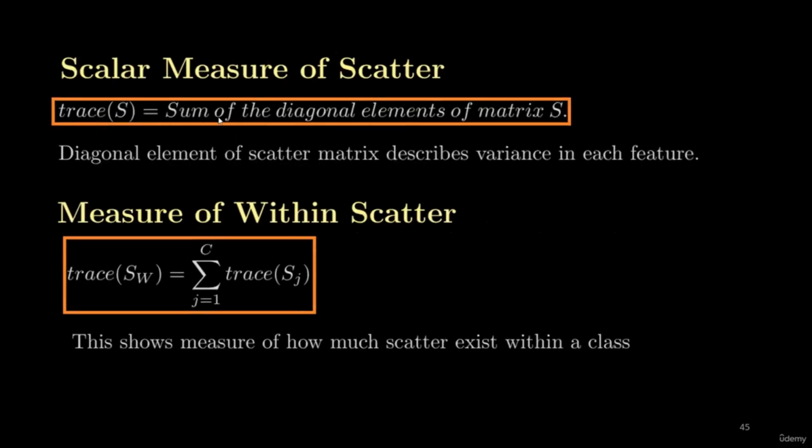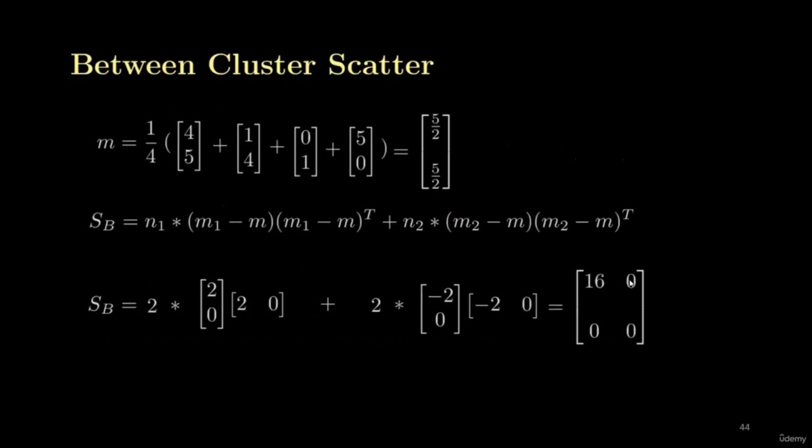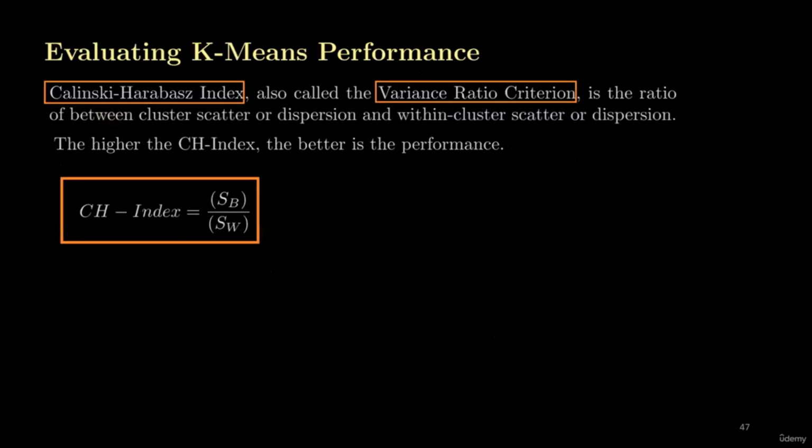So here is the equation of a trace. The definition of trace is the sum of diagonal elements of any matrix S. So if you want to find the trace of SW, it will be the sum of all the elements present on the diagonal of the SW matrix. So the trace of SB is 16, and the trace of SW is 18. When we put these values in this equation, what do we get? This is 16 and this is 18. So here our CH index is less than 1, which is not an ideal case, because the higher the CH index, the better the performance.